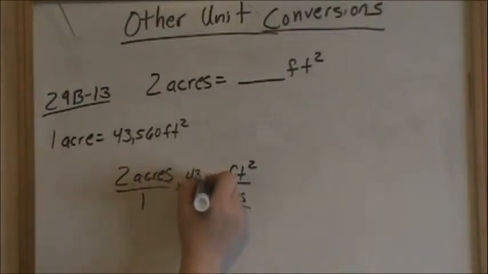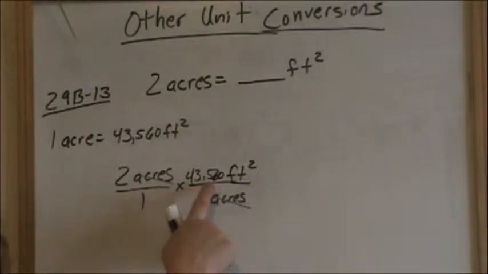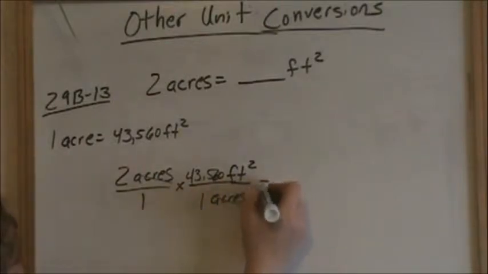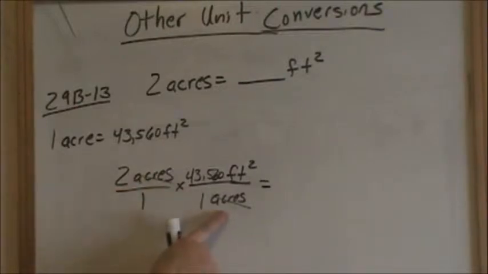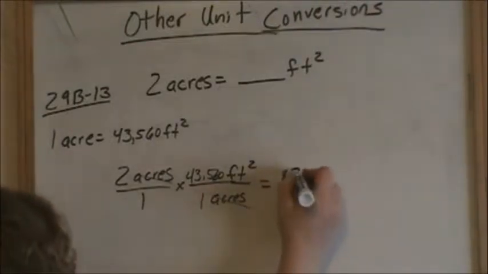So the 43,560 goes in the numerator. I know it's hard to read. So now it's just a matter of multiplying our numbers. Because our units went away, our acres went away, and we're left with square feet. So now it's 2 times 43,560. I know I could probably do that, and that's just 43,560 twice. Yeah, I could have done that in my head.